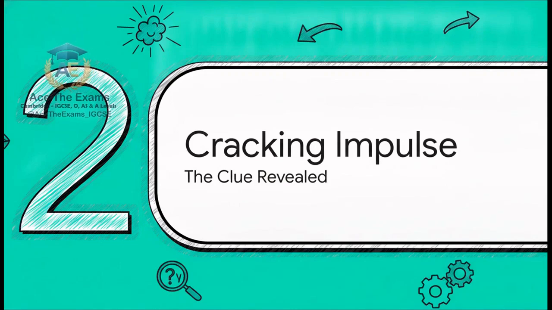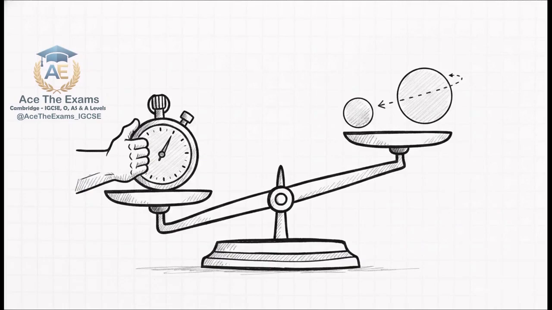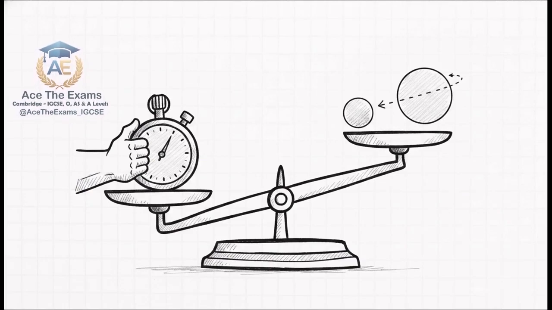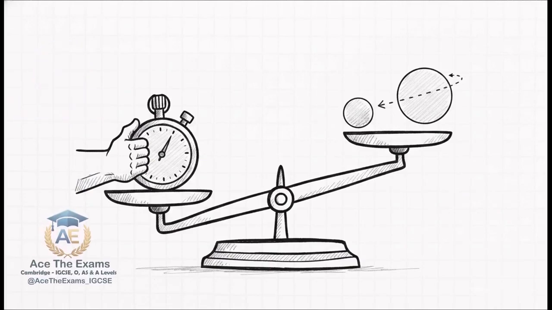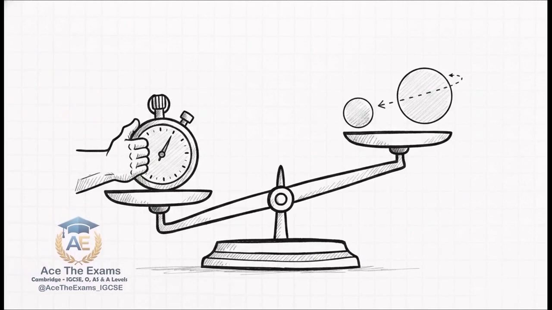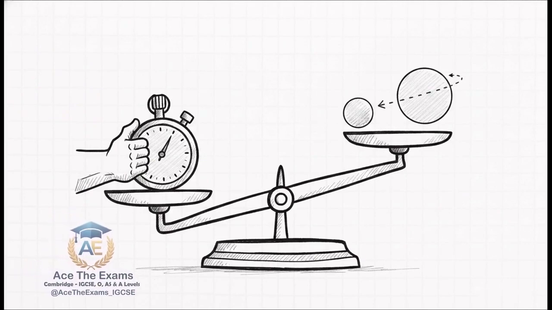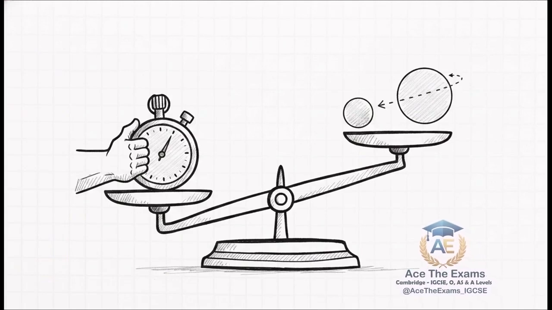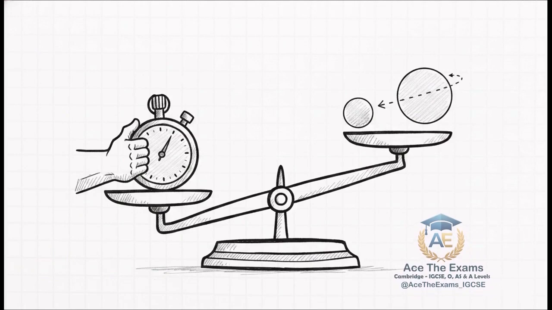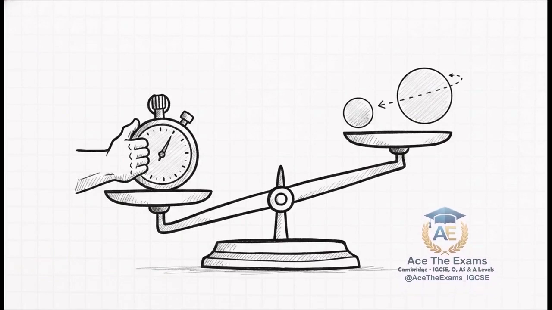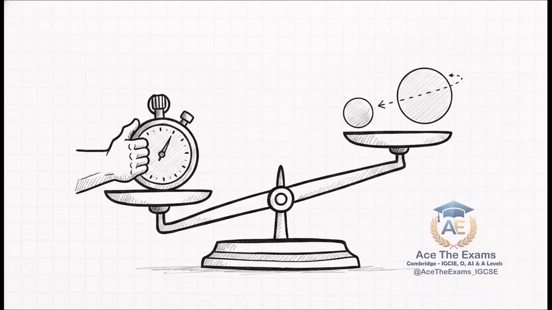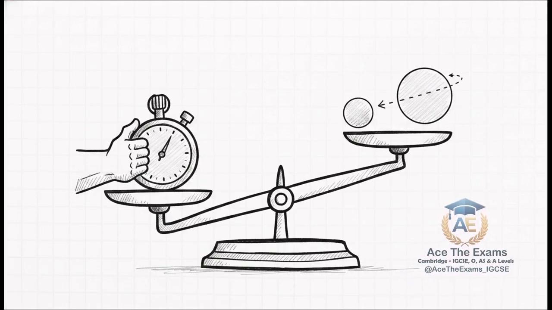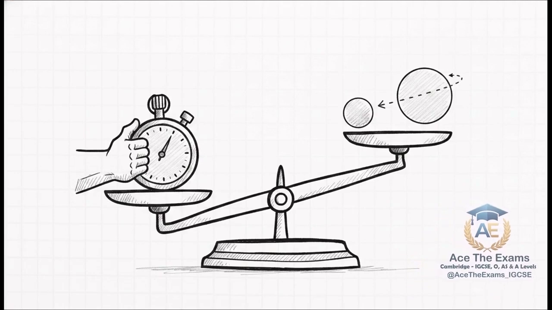Section 2. The clue revealed. Cracking impulse. All right, the moment we've been waiting for is finally here. Cracking the impulse equations using that hidden examiner clue. There are two mathematically equivalent ways to think about and calculate impulse. You can either calculate the force on the object multiplied by the period of time over which it acts, which is F times t. Or alternatively, you can calculate the complete change in momentum of the object, which is mass times final velocity minus mass times initial velocity. You know, mv minus mu. Both are completely valid physics.